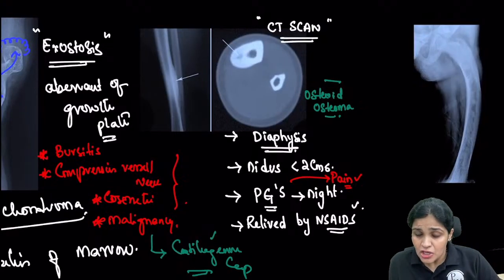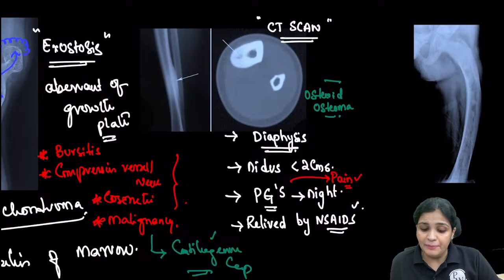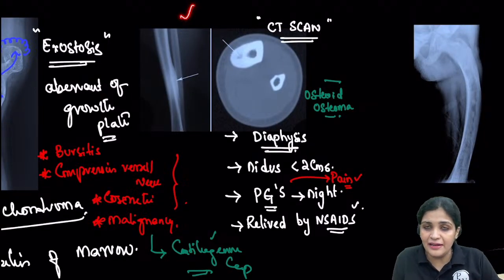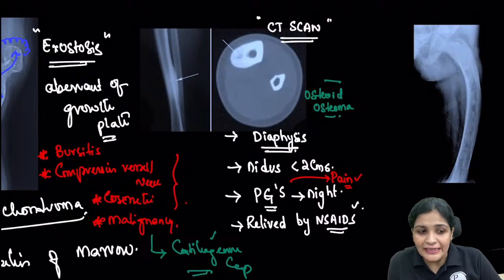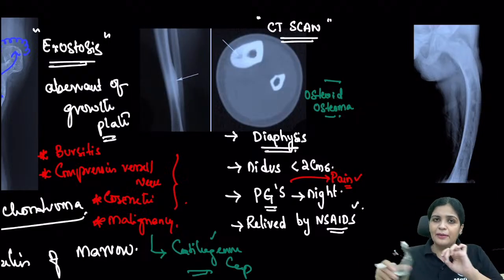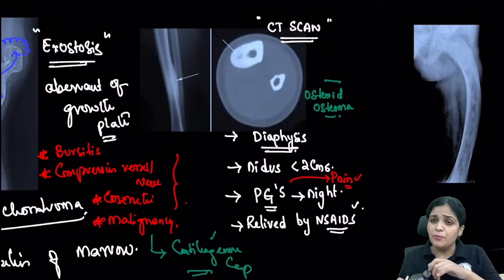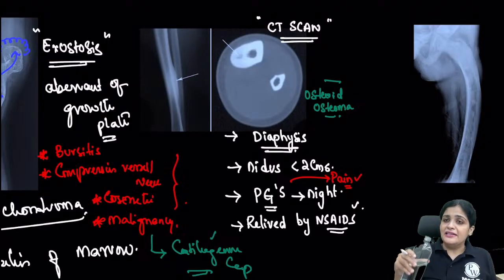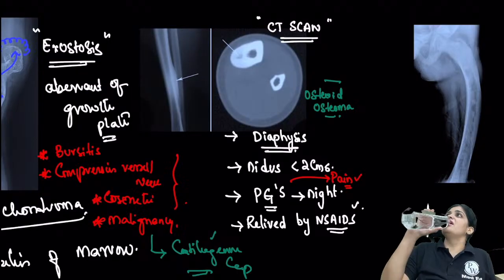Usually they confuse you by putting up only this X-ray, right? So that is why you have to be very clear, read the history properly. In the history, they'll give you that the patient has complained about pain, and this pain is usually worse at the night time, and it is usually relieved by NSAIDs, right?